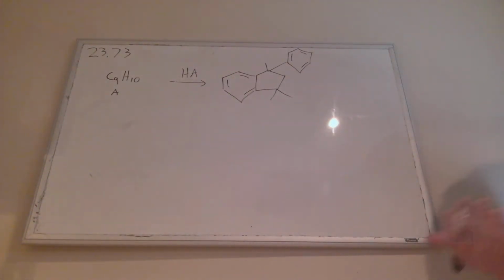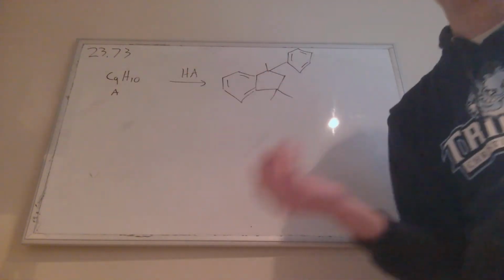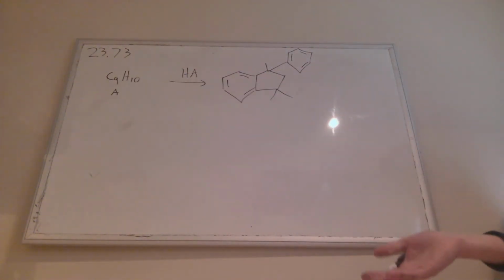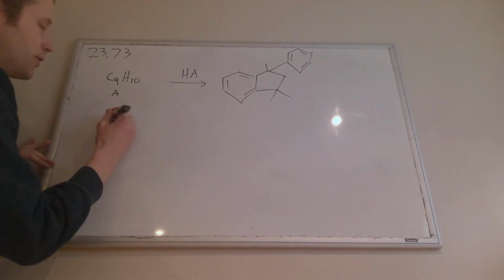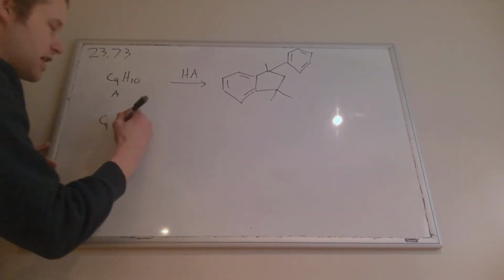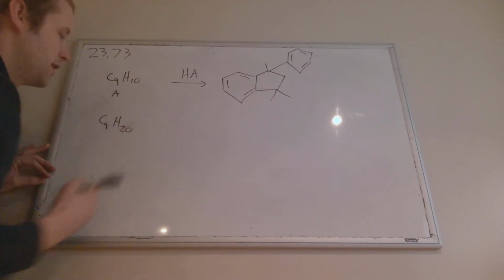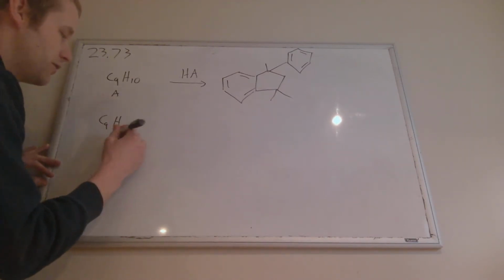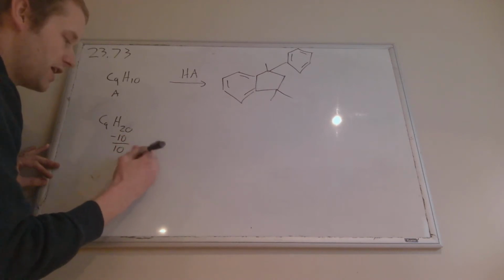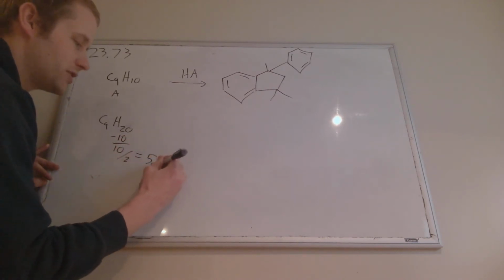So the first thing that I usually ask myself when I'm given a formula is, how many units of unsaturation do I have? Normally, if we had a fully saturated product, we'd have C9 and then H 2 times that 9 plus 2 more, so H20. Since we actually only have H10, we'd subtract that and divide by 2 for 5 units of unsaturation.